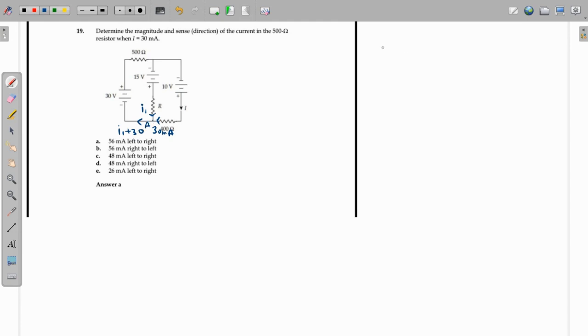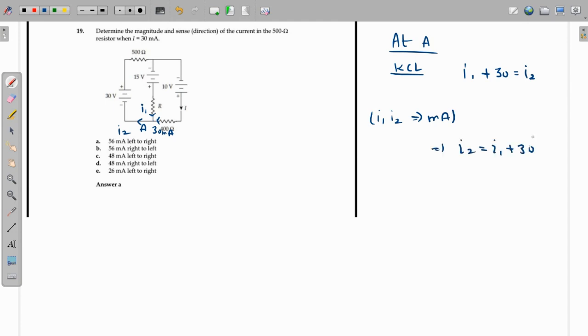Even if I want to apply it like this, this is point A. So at A, if I apply KCL, then the incoming current is equal to the outgoing current, where I1 and I2 are in milliampere, which means that I2 is equal to I1 plus 30, right? At A.